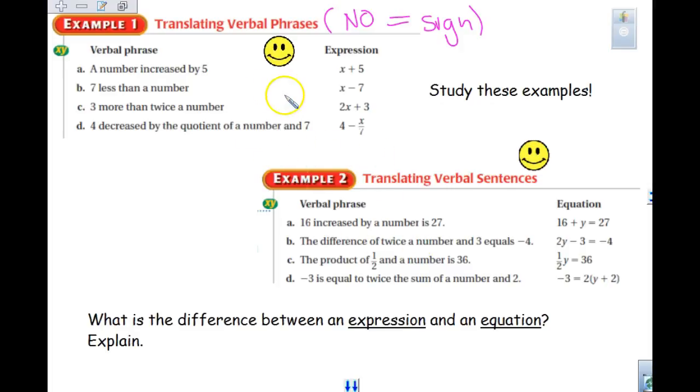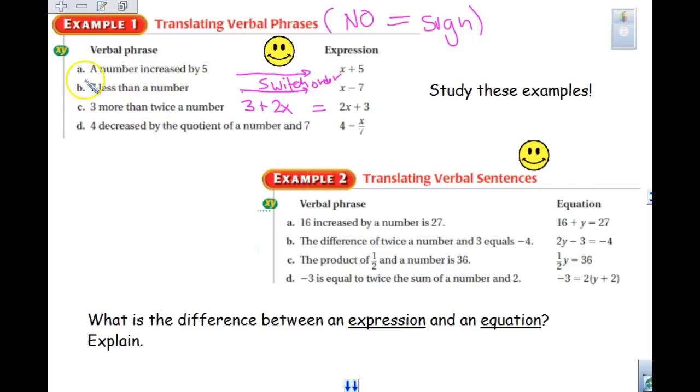I forgot that. So, a number increased by 5, 7 less than. Notice they switched the order, right? So it's really important when we look at that. 3 more than twice a number. Could you have this phrase, 3 plus 2x? Would that be the same? Yes. So I would not mark that wrong on a quiz if you did it that way.